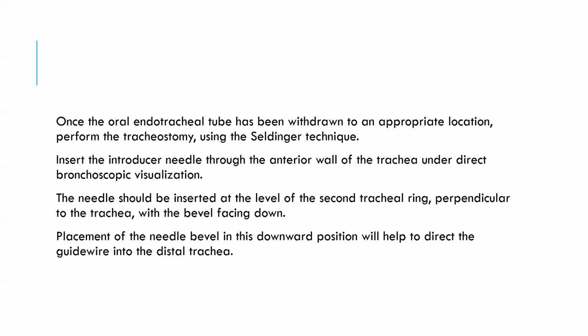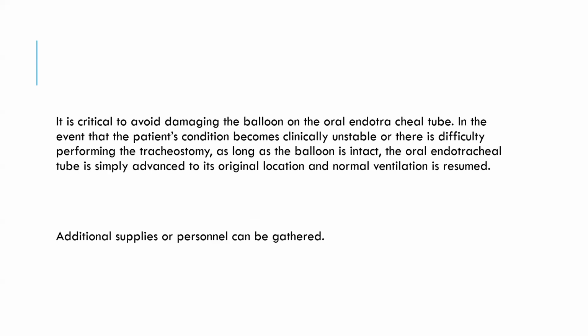Once the oral endotracheal tube has been withdrawn to an appropriate location, perform the tracheostomy using the Seldinger technique. Insert the introducer needle through the anterior wall of the trachea under direct bronchoscopic visualization. The needle should be inserted at the level of the second tracheal ring, perpendicular to the trachea, with the bevel facing down. Placement of the needle bevel in this downward position will help to direct the guide wire into the distal trachea. It is critical to avoid damaging the balloon on the oral endotracheal tube.